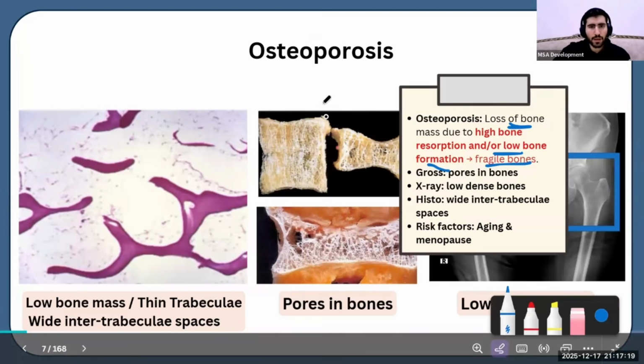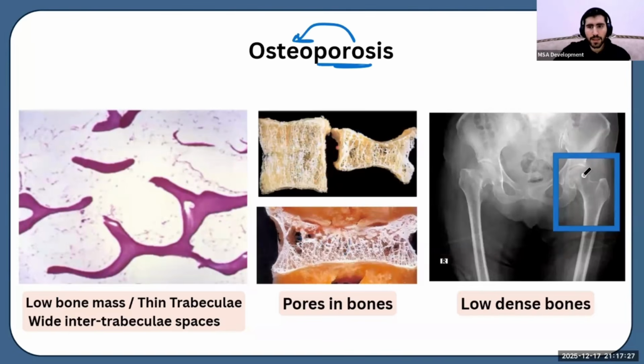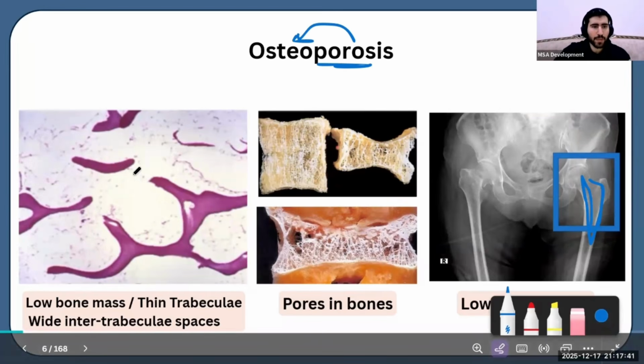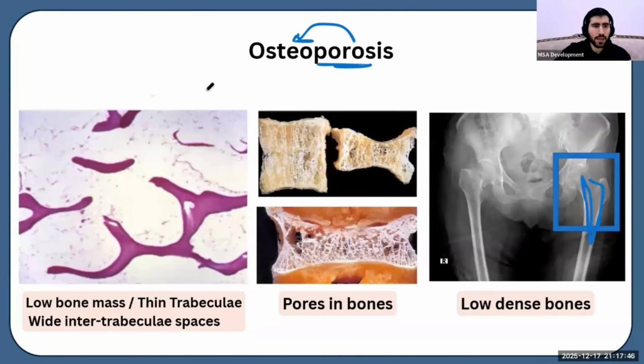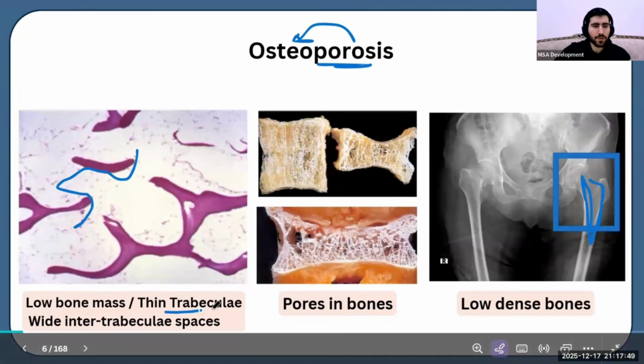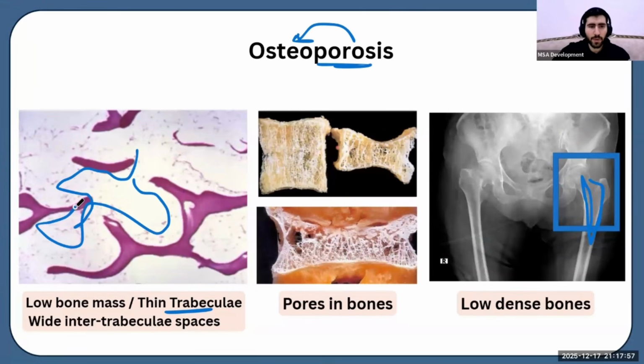The gross appearance in osteoporosis is like this. We have pores in the bone itself, as you can see here. And for the X-ray, you can see that there is low bone density. Bone should be more whitish and light in the X-ray. But here we can see that the bone itself is very dark, meaning that it has low density. And for the histological appearance, there is low bone mass. As you can see, compared to the normal, here we have a lot of osteoid. But here we have barely any osteoid. So we have thin trabeculae or spongy bone with wide intertrabecular spaces. So here there are a lot of spaces, which should be filled with osteoid, but here they're filled with fat.